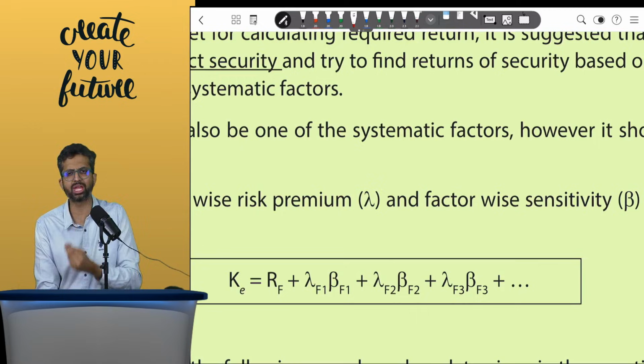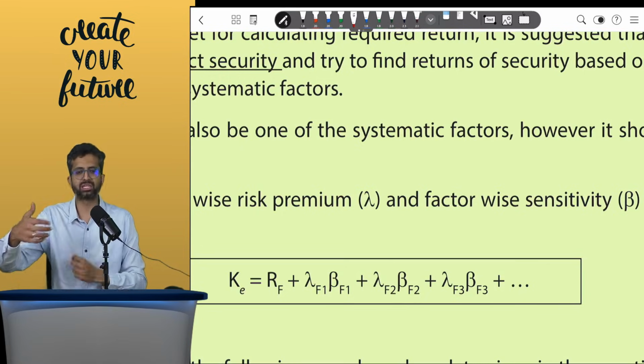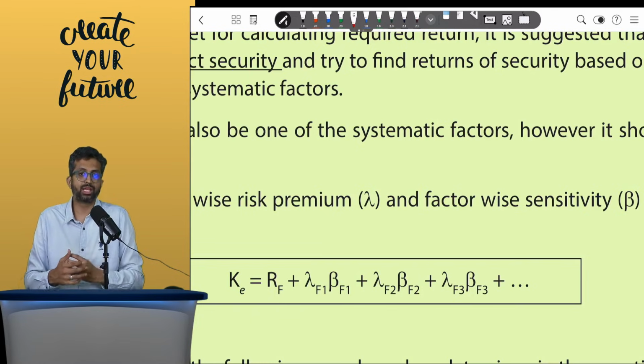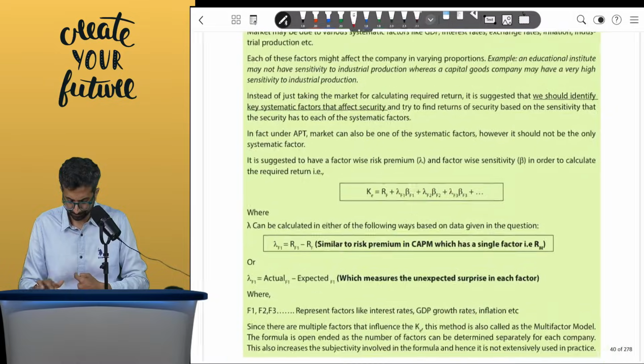Which of the two should be taken depends on the facts of the question. If actual and expected data is given, then you take the surprise element. In case the expected data is not given, you will have to use the risk premium approach.